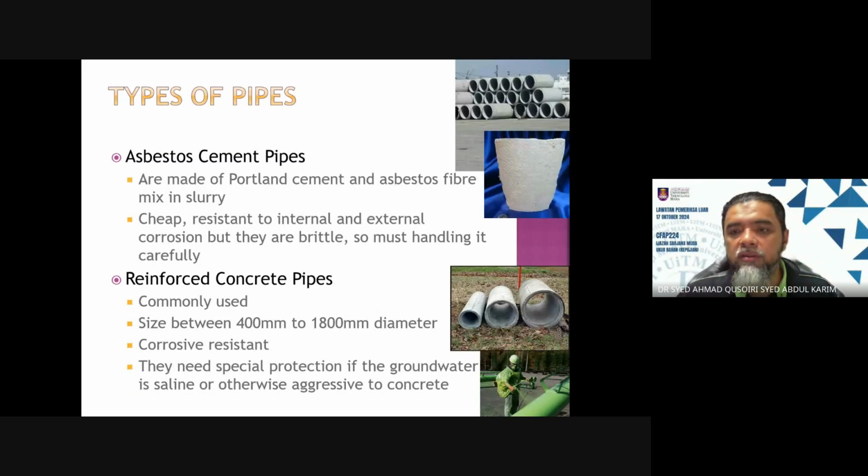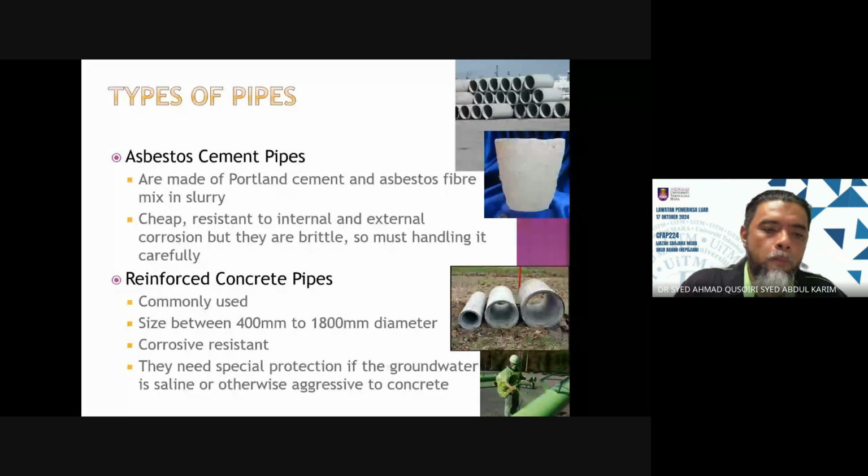And then the asbestos cement pipes, made out of Portland cement and asbestos fiber mix. Okay, so this is cheap, resistant to internal and external corrosion, but they are brittle. So it needs to be handled properly. And also it cannot receive a lot of external load. It will crack, the asbestos cement pipes. Okay.